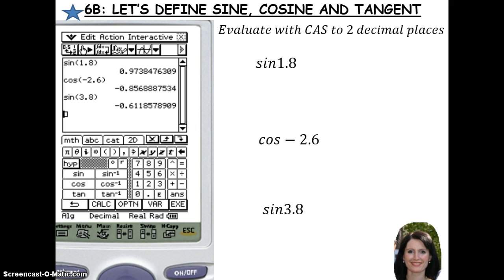Let's now look at evaluating with CAS. If we want to evaluate sine 1.8, cos negative 2.6, and sine 3.8, we just enter it into the calculator and press EXE. Notice that the calculator must be in decimal and it must be in radians for you to get the answers that you want. And that's all for 6B.